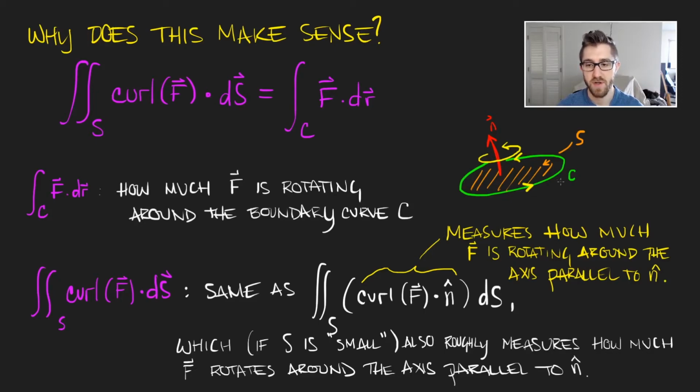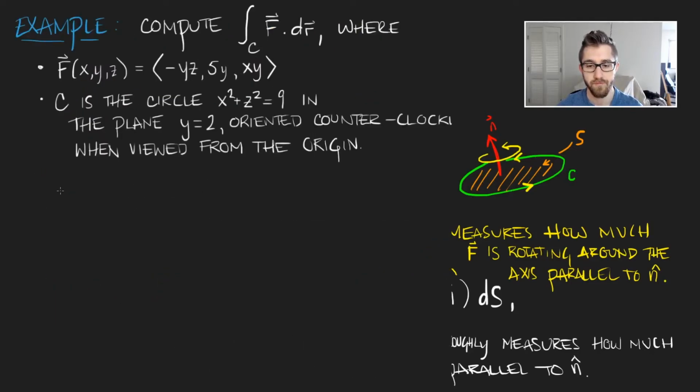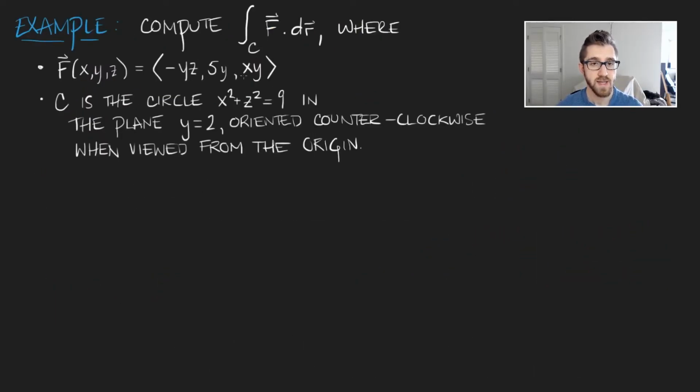The line integral is measuring rotation around the boundary, and the flux integral is almost doing the same thing. It's measuring how much the vector field is rotating around this axis. Now, that wasn't a proof, but hopefully this tells you a little bit about why we would expect this equation to hold. Now, the last thing for us to do is an example.